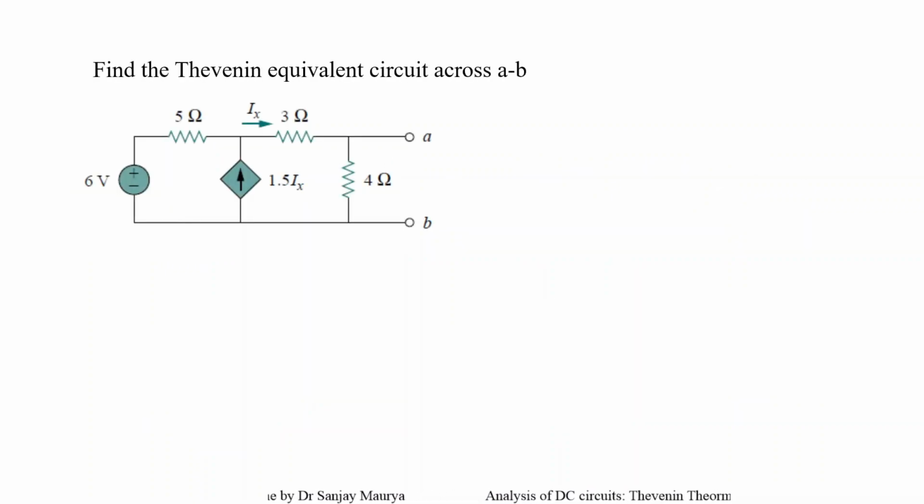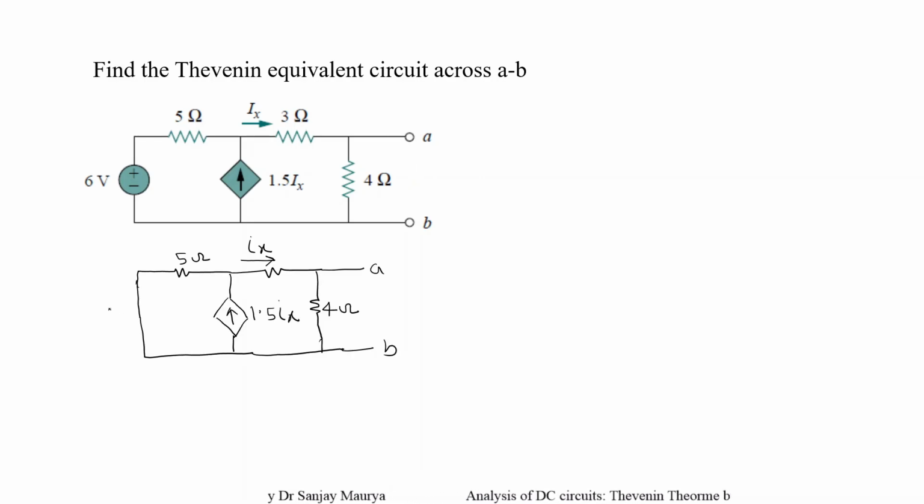Now let us consider another example. In this circuit, we need to calculate the Thevenin equivalent across AB, and the circuit consists of independent sources and dependent sources. So in such a case, to calculate the RTH, I need to replace this voltage source by a short circuit, and I can apply a voltage source or a current source over here. I am redrawing this circuit. Here I have drawn the circuit, and the independent source is replaced by a short circuit. So this will be the complete circuit.